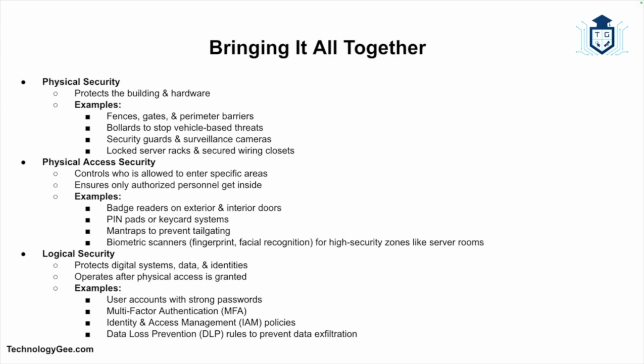Now, in real world IT, you'll see these layers working together. A data center might have bollards outside, a man trap at the entrance, badge readers on every door, and biometric scanners for the server room. Once you get inside, then you're going to discover that accounts are being protected by multi-factor authentication, identity access management, and data loss prevention policies.